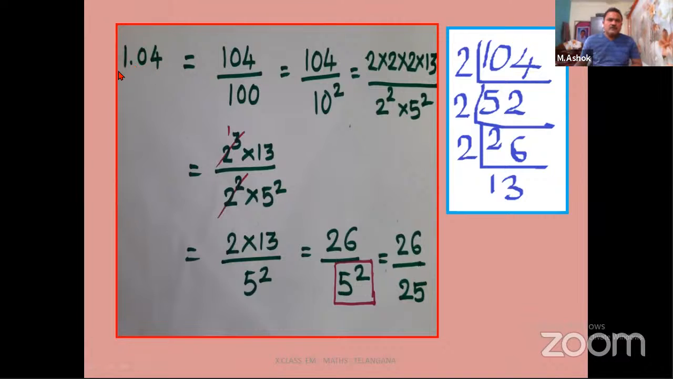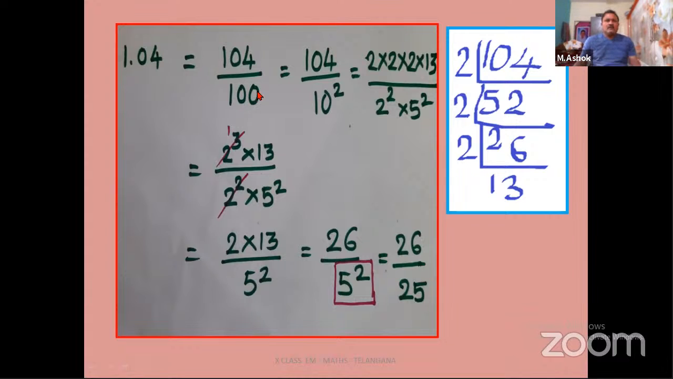1.04. It is also a terminating decimal. Look at the end, what we are getting in the denominator, because based on this denominator we will have some conclusion. If you remove the point, write the number as it is in the numerator, 104. For the point put 1, and for 2 digits put 2 zeros. So 1.04 becomes 104 by 100.